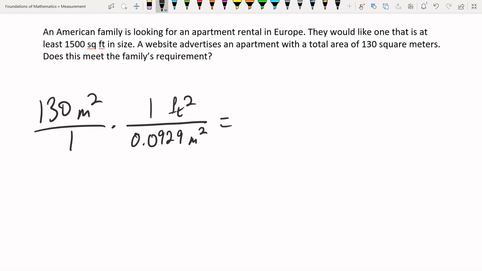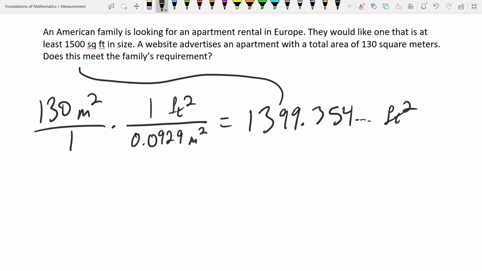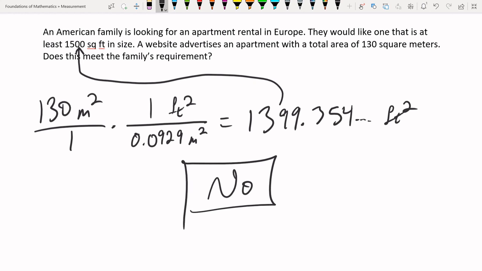It's 1399.354 feet squared. I don't have to round this because I can directly see that this is definitely smaller than that. So no, it does not meet the family's requirement.